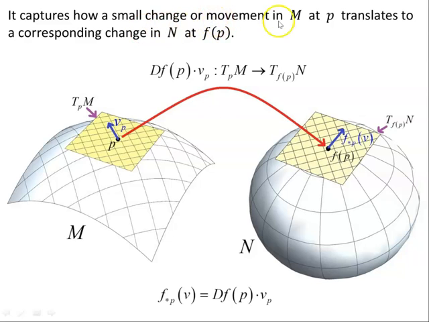It captures how a small change or movement in M at P translates to a corresponding change in N at f of P. So df at P dot vp, remember this will be a column vector and this will be a matrix, is a map from the tangent space to M at P to the tangent space to N at f of P. So here we are, point P, here's our vector, whatever it represents, in the tangent space of the manifold M at the point P, and under this map we push it forward to this vector here, f star P of v, in the tangent space of the manifold N at the point f of P. All right?